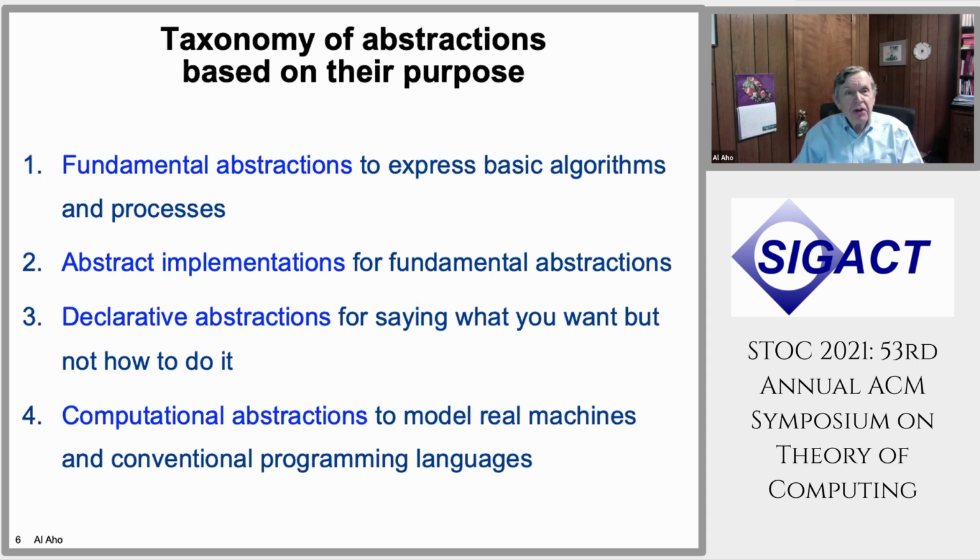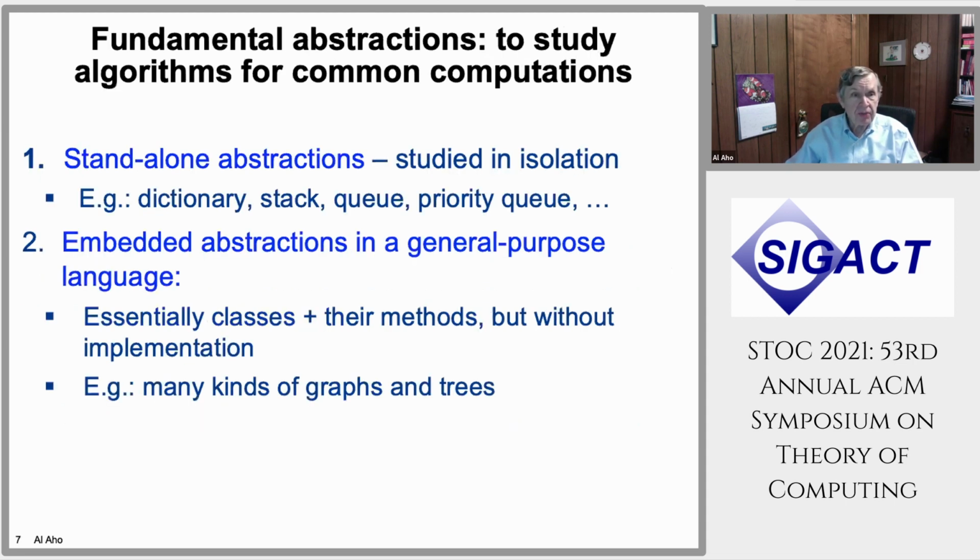In putting a talk together for the Turing Award, Jeff Ullman and I decided to create a taxonomy of abstractions that were useful in programming languages, compilers, and database systems. And we created a simple taxonomy with 4 categories: fundamental abstractions, abstract implementations, declarative abstractions, and computational abstractions. I'm going to say a few words about what we meant by each.